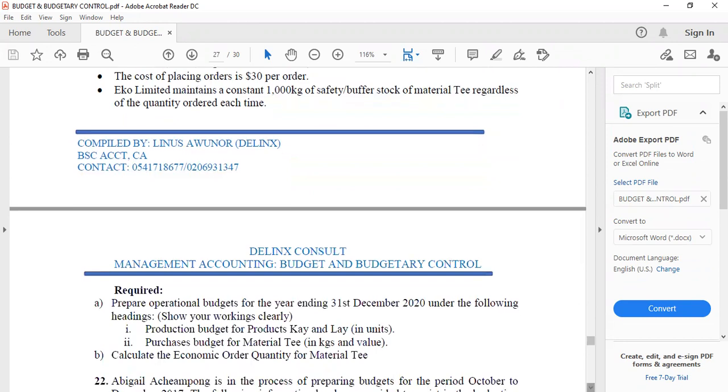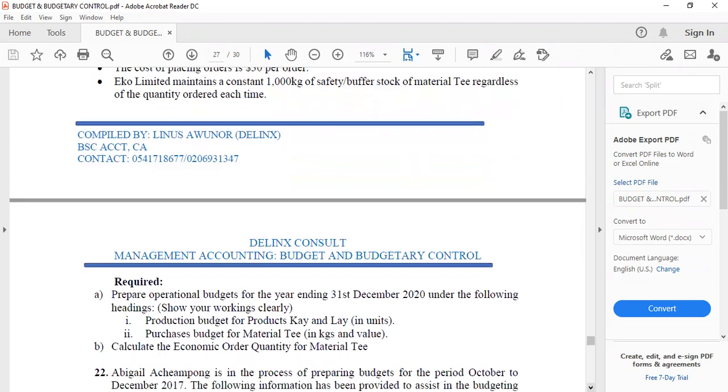5. Prepare operational budget for the year ending 31st December 2022 under the following headings. Show your workings clearly. I. Production budget for products K and L in units. II. Purchases budget for material T in kg and value. B. Calculate the economic order quantity for material T.